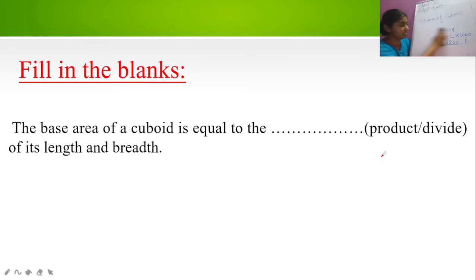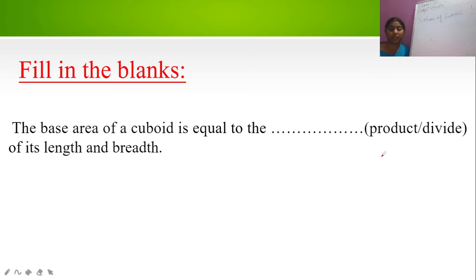There is a fill in the blanks in front of your screen, right? You have to tell me: the area of the base of a cuboid is equal to dash. There are two options, product or divide, of its length and breadth. So what is the correct answer? Whenever we calculate the area of the base of a cuboid, do we make a product of length and breadth, or do we divide length and breadth? Write your answer in the comment box.